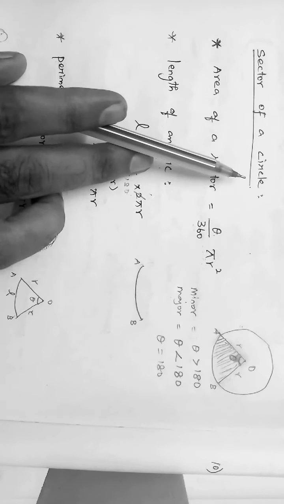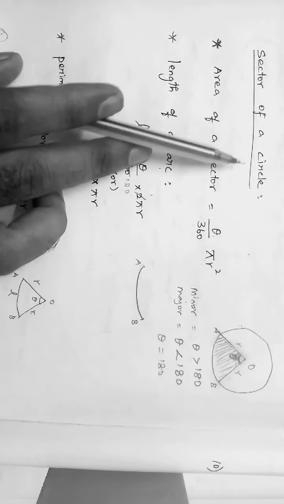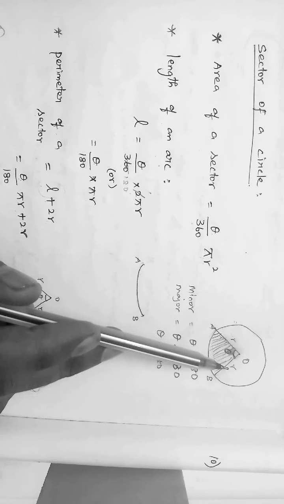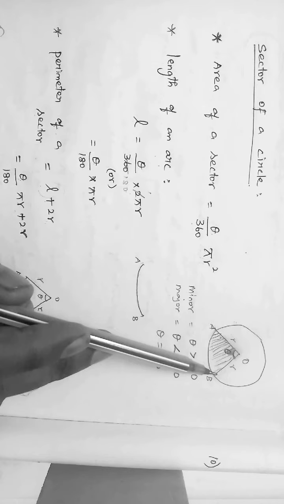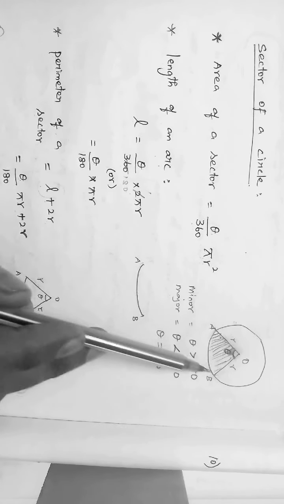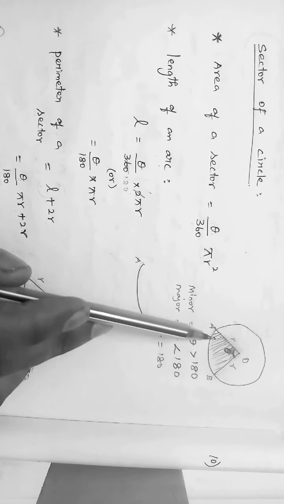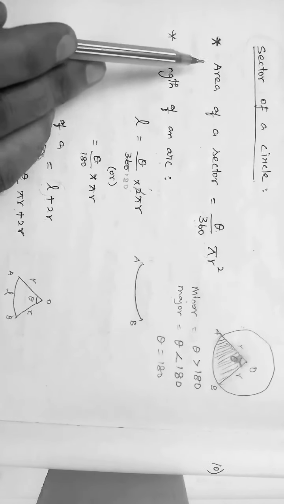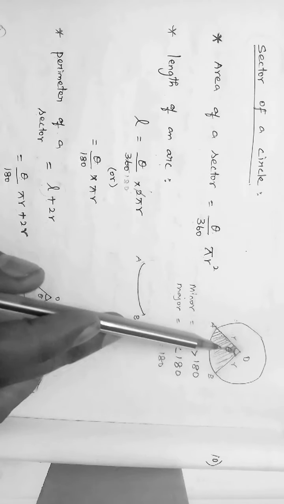Sector of a circle. What is meant by sector? The area enclosed between two radii with the arc, and this part is called, what is it? Sector. This part is called nothing but sector. Now we are going to find the area of sector by using the formula.